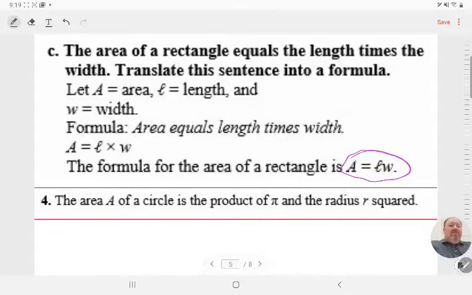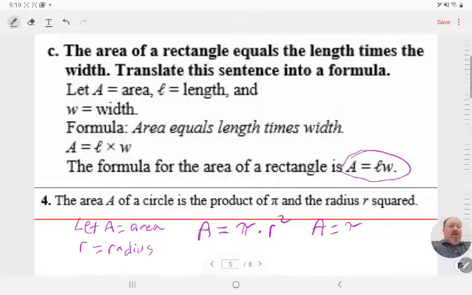The area of a circle is the product of pi and the radius r squared. All right. So if we're going to let A equal area, and we're going to let r equal radius, then it would be area equals product, means it's multiplication, of pi times radius squared, or A equals pi r squared. Okay?